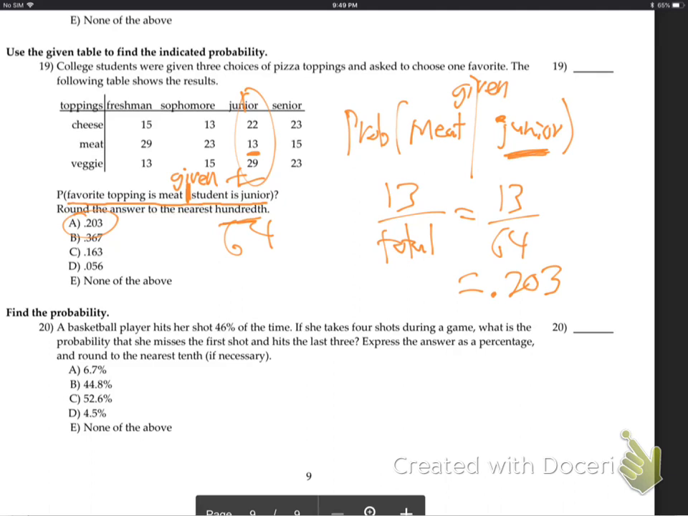So again, given always limits the denominator, doesn't it? You're given they're a junior. It's only out of these juniors, it limits the denominator. Let's go to the last one, number 20.